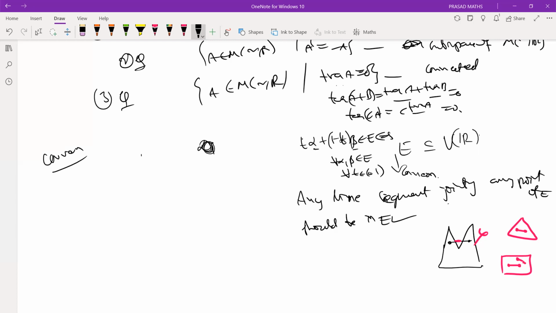So alpha and beta are two points of the set E, and this is the line segment joining alpha and beta. It is nothing but the equation of the line joining alpha and beta, right? Therefore, it should be in E. This is the analytical definition of a convex set, right? So therefore, automatically it is a subspace, and therefore it is convex, right?